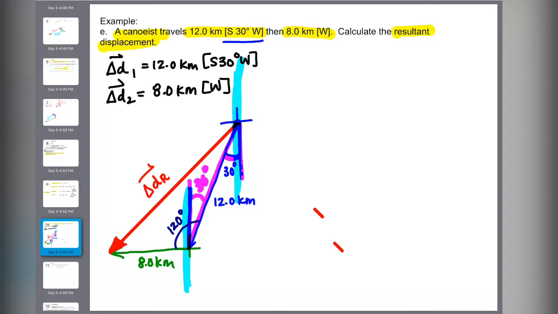Are you seeing that? And then at the same time, I have a right angle at the bottom left here. So it becomes 90 plus 30. That's why the angle inside that triangle is 120.